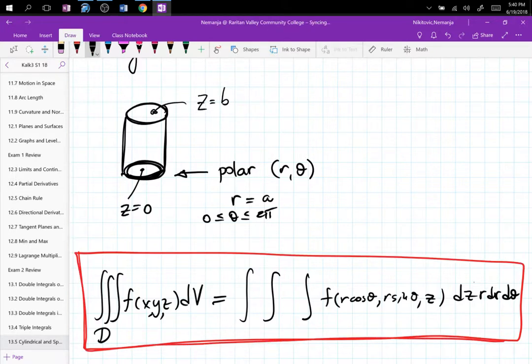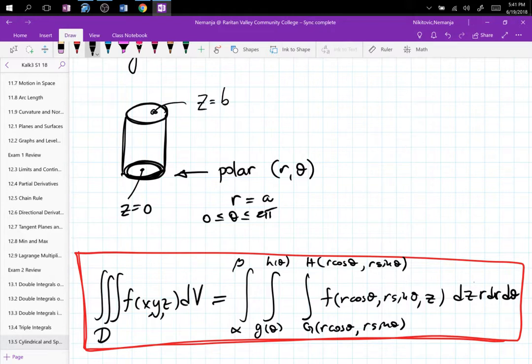Now our outer integral is theta, so angle, so alpha and beta. Our inner integral is a radius, so that's going to be some kind of function g of theta and h of theta. And finally, capital G of r cosine theta, r sine theta, and capital H of r cosine theta, r sine theta. Now you're probably freaking out. What are these limits? Guys, just r cosine theta, that's x, right? And r sine theta, that's y. So that's g of x, y, written in polar form.